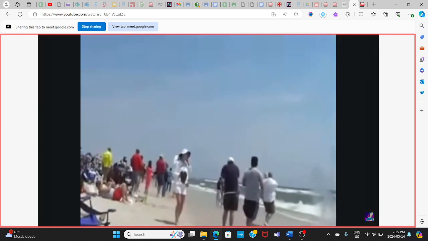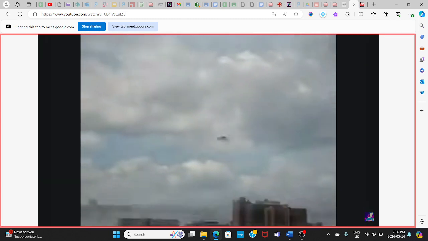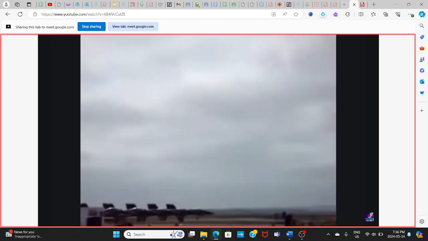Very loud noise when they try to... That's amazing. Ladies and gentlemen, the Super Hornet high-speed pass.